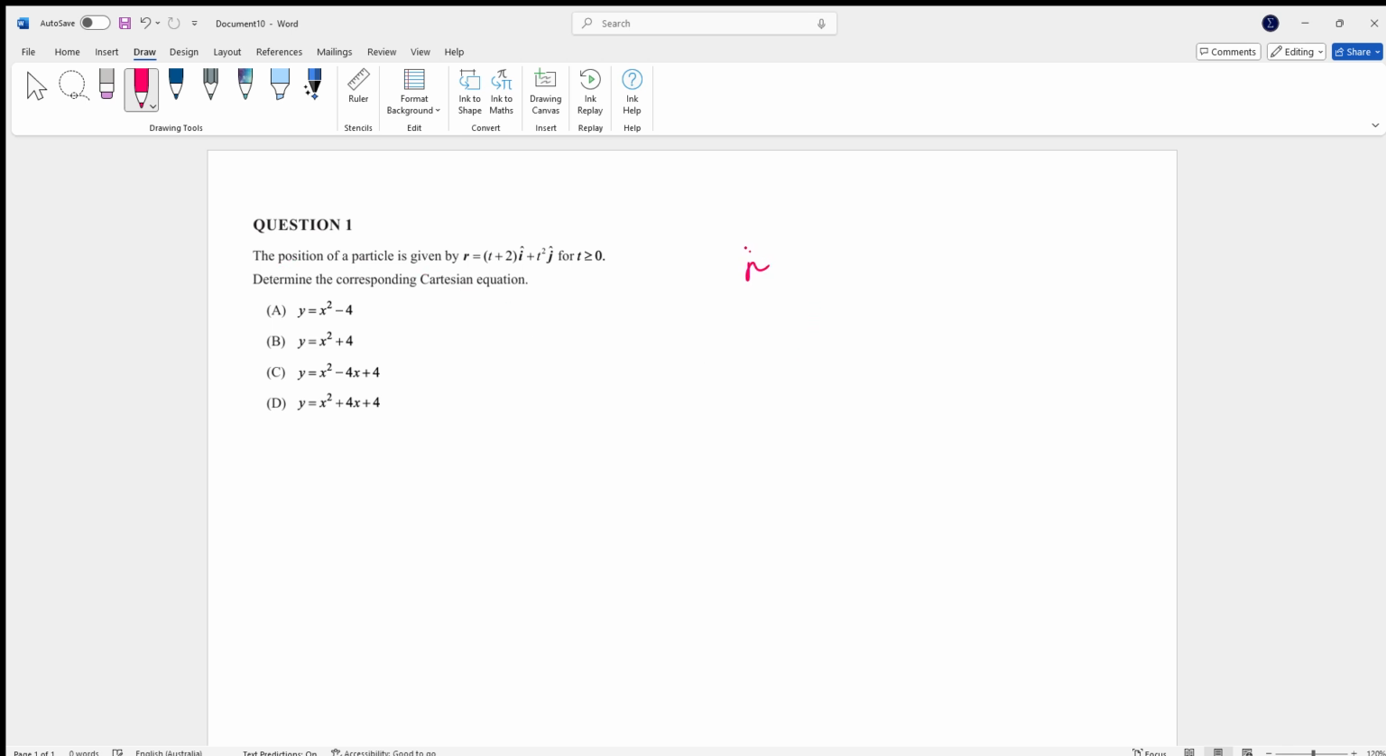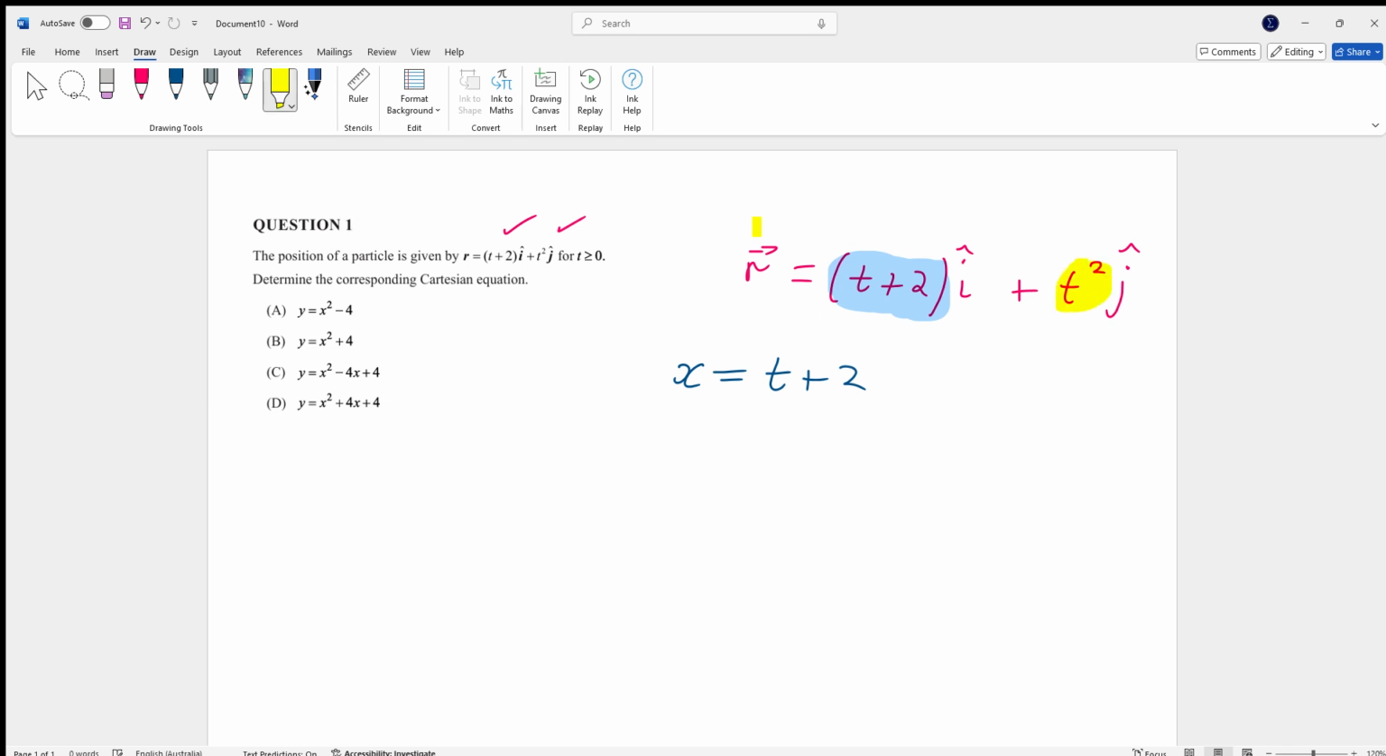So here, when we have a vector equation, we've got to understand first of all how many dimensions there are. In this case there's 2, because there's i and j, which is x and y respectively. What we would do is split it up into two parametric equations and then combine them together to create your Cartesian equation. So here we can recognize this is our x, so x is equal to t plus 2. And this here would be our y, so y is equal to t squared.